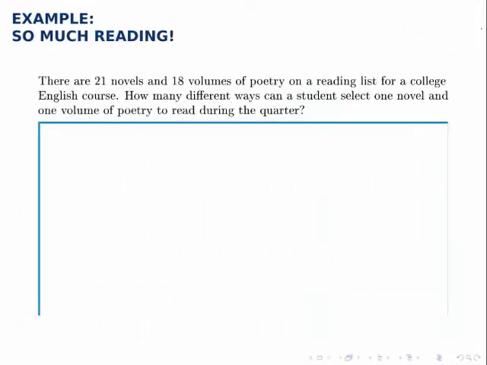There are 21 novels and 18 volumes of poetry on a reading list for a college English course. How many different ways can a student select one novel and one volume of poetry to read during the quarter? This example uses the fundamental counting principle. The fundamental counting principle says if we're making two choices and we know how many ways there are of making each choice, we multiply those two together to get the number of ways of making the two choices in order.